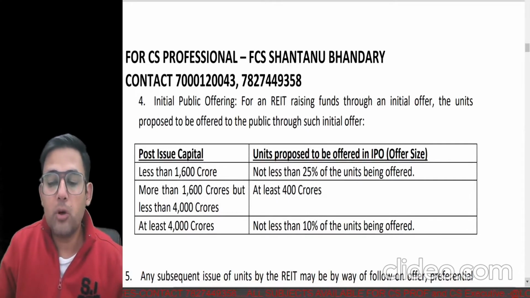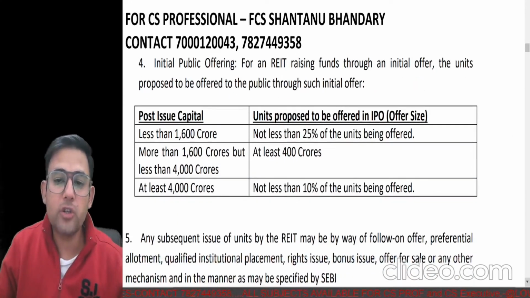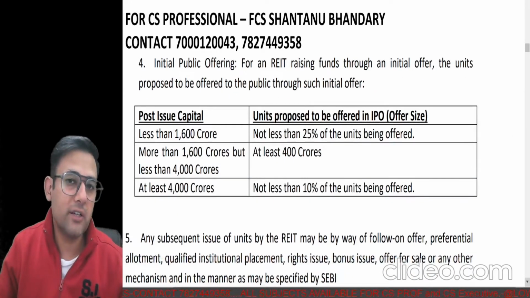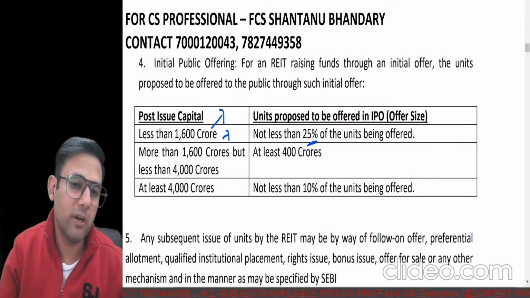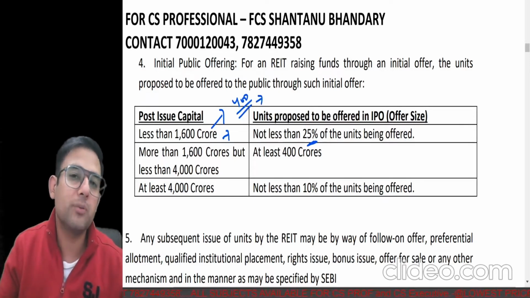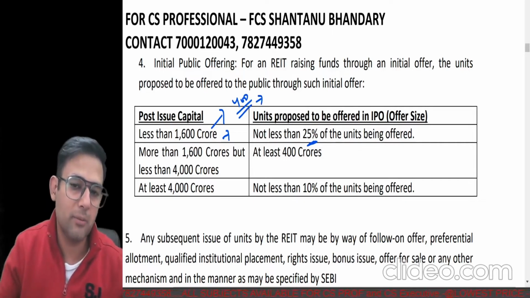Talking about the number of units or the size that needs to be allocated to the public, it says depending upon the value of the REIT, or how big the REIT issue is. If the REIT issue is up to 1,600 crores, then at least 25% should go to the public. So out of this 1,600, 25% is like 400 crores worth of units that should be subscribed by the public. This is the minimum requirement as prescribed.